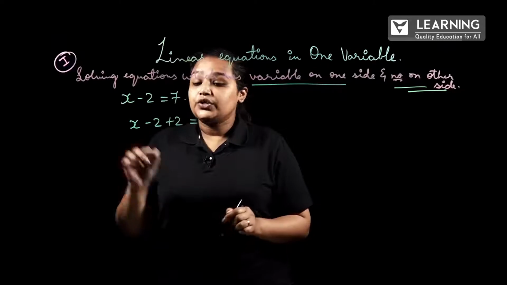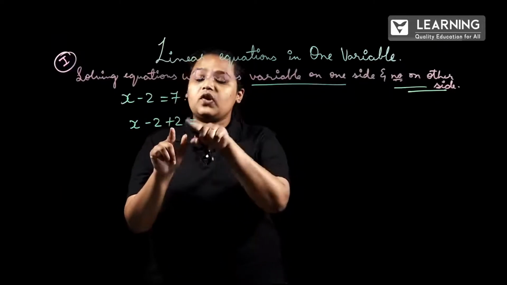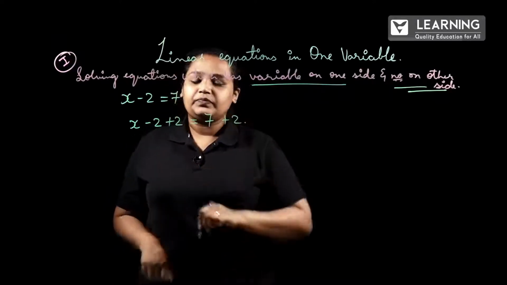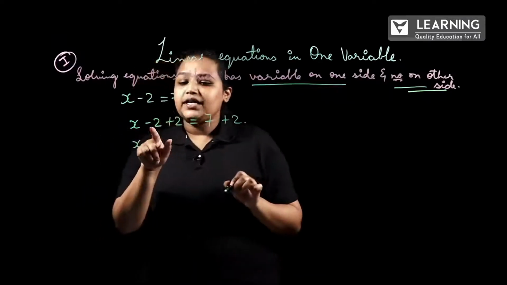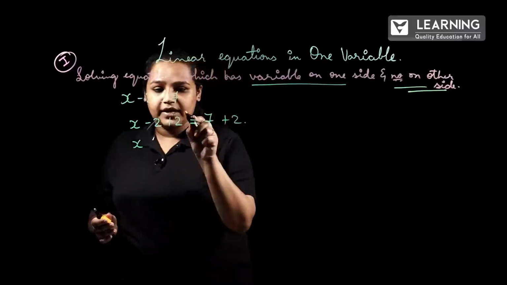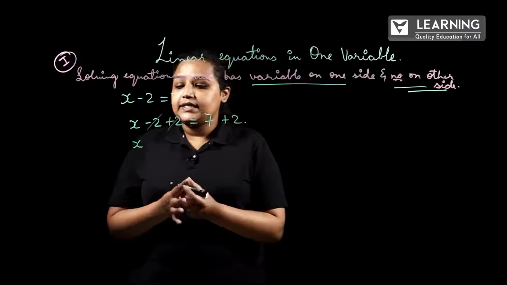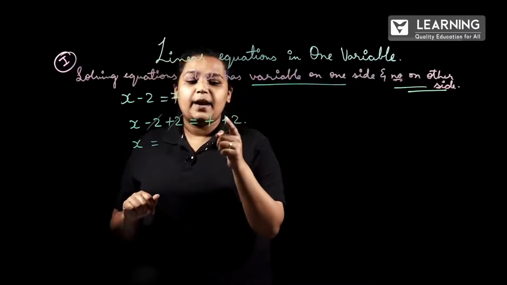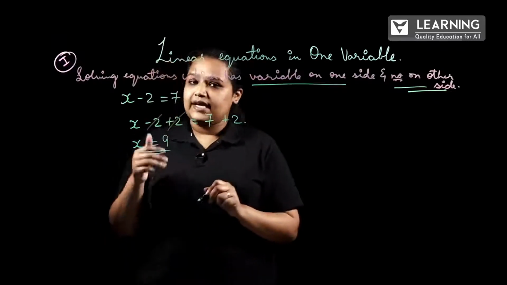But we shouldn't take plus 2 only on the LHS. We have to take plus 2 on the RHS also. So 7 plus 2, right? What happens here? Minus 2 and plus 2 will get cancelled. So it will be only x, which is equal to 7 plus 2, which is how much? 9. So the value of x is 9.